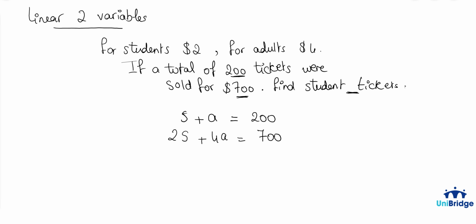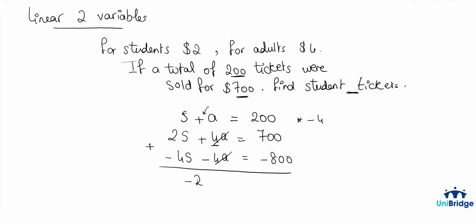But since you want the student tickets, you can eliminate the adult tickets. So if this is 4, then you want this to be -4. So you can go ahead and multiply the first equation by -4. You're going to get -4S minus 4A equal to 200 multiplied by -4, which is -800. So when you add these two equations, you cancel the A. Since you want the student tickets, you cancel the adult tickets. You're going to get -2S is equal to -100. So the student tickets is going to be 50.